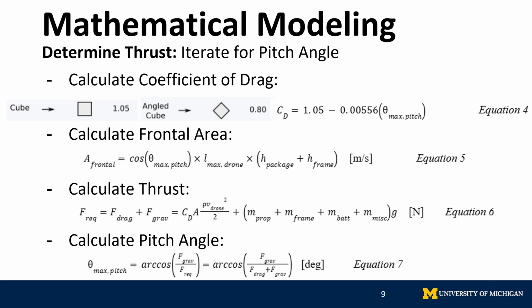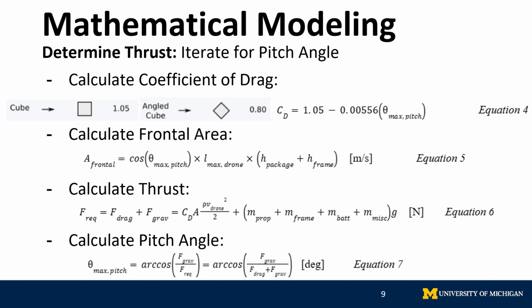We assume that the drone can be approximated by a cube and that a cube's coefficient of drag and tilt angle are linearly interpolable. Coefficient of drag can then be calculated utilizing equation 4. Pitch angle is then used to calculate the drone's frontal area as shown in equation 5. The maximum length of the drone is either the beam or package length, whichever is larger. Required thrust is calculated with equation 6. Wind and ground effects are not considered, and the drone operates at a constant speed.